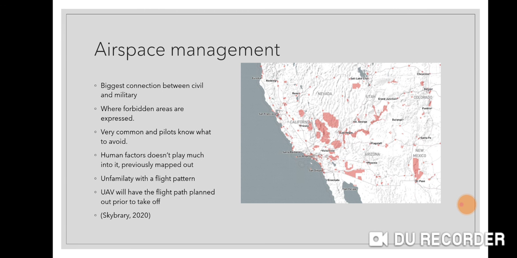Airspace management is the biggest connection between civil and military. It is focused on the airspace itself. From destination to destination, all the pilots are pretty familiar, but it really depends on the training of the new ones. This is where forbidden areas are expressed, very common around the whole U.S. for military reasons. But pilots know what to avoid. Human factors doesn't play much into it. The flight paths are previously mapped out, and the instruments will tell you if you're approaching a no-fly zone. Unless you're unfamiliar with the flight pattern, the UAV will have the flight path planned out prior to takeoff, so it should never be an issue. But for anything we do, there's always a risk.